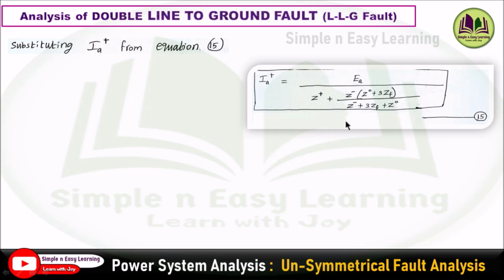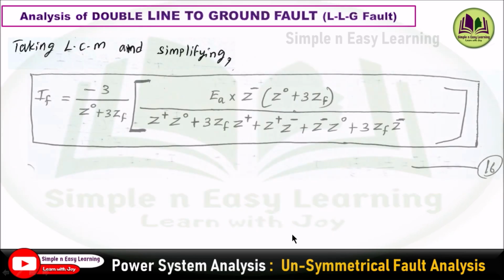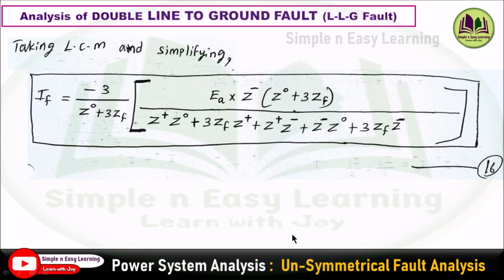So this is your IA plus term. Substitute that IA plus term here. So IF equal to minus 3 divided by Z0 plus 3ZF into this whole term. Now taking LCM and simplifying this equation, you will get the final expression of IF as a big equation which consists of positive sequence impedance, negative sequence impedance, zero sequence impedance and the fault impedance. So this is your equation 16.